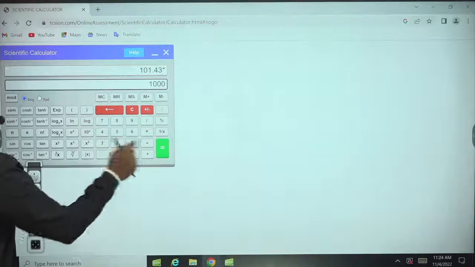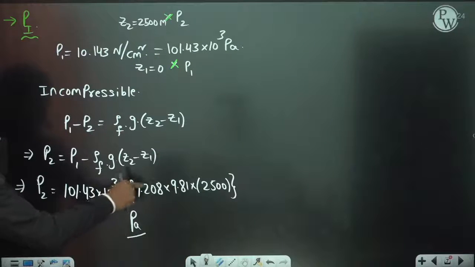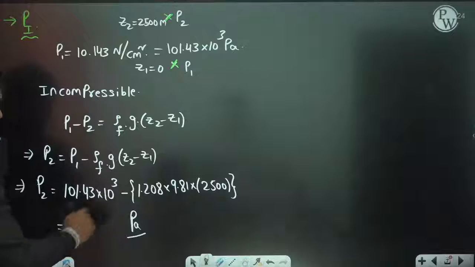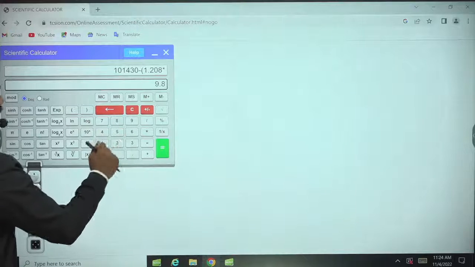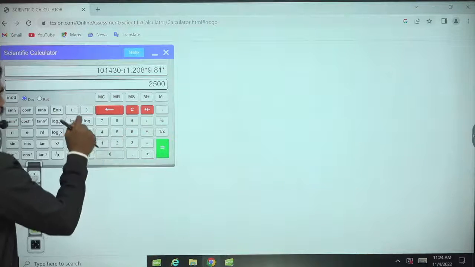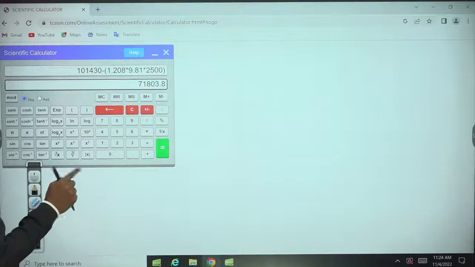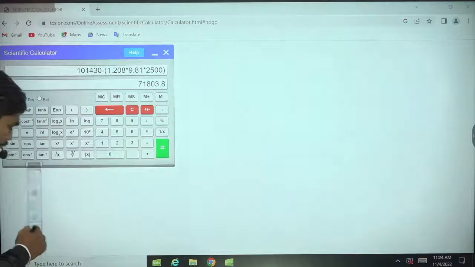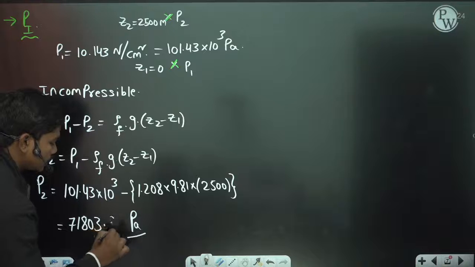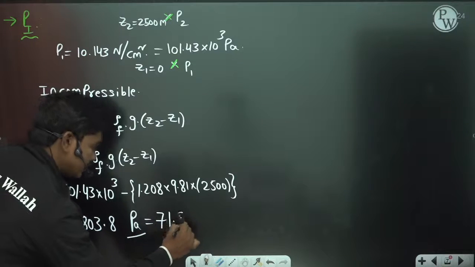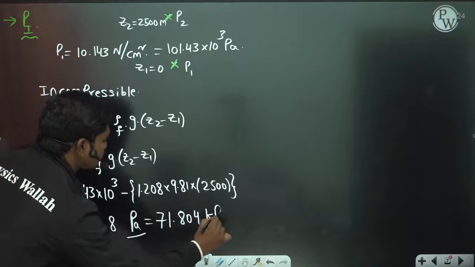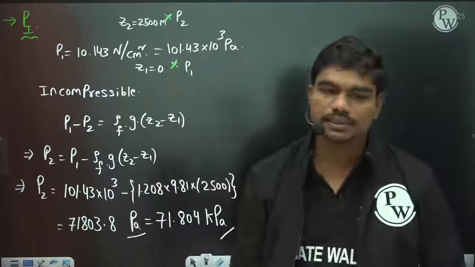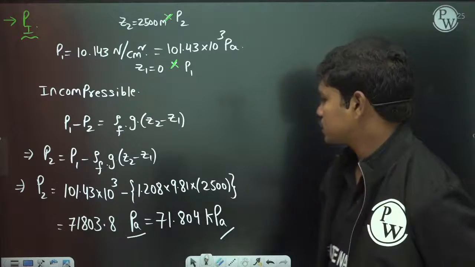101.43 into 1000. So this is the value minus this complete value: minus 1.208 times 9.81 times 2500. If you simplify, we get 71,803.8 pascals, which is 71.804 kilopascals. So this is the value of P2 when you make this isothermal, incompressible assumption, correct? So 71.80 kilopascals.